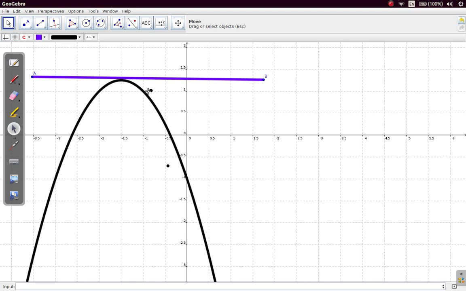Now you have a maximum point because all the other points, all the other values are lower than that value.